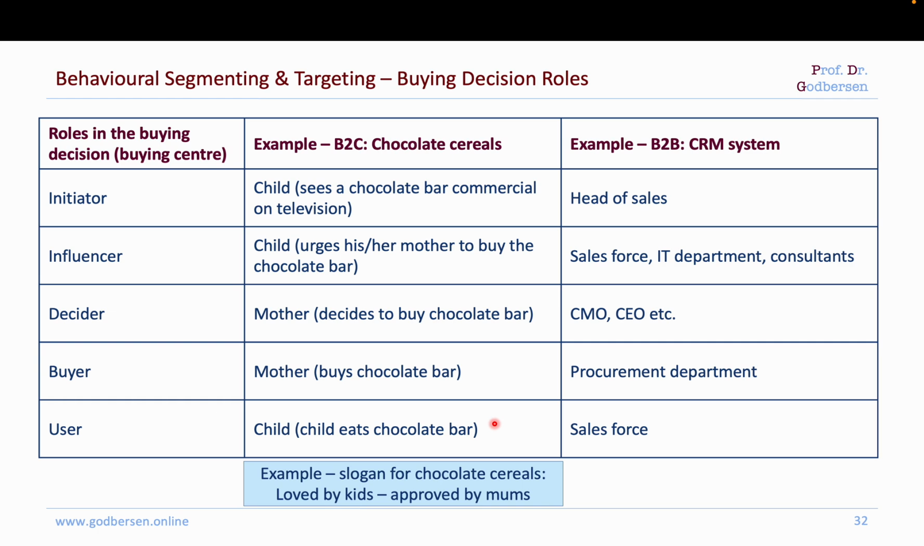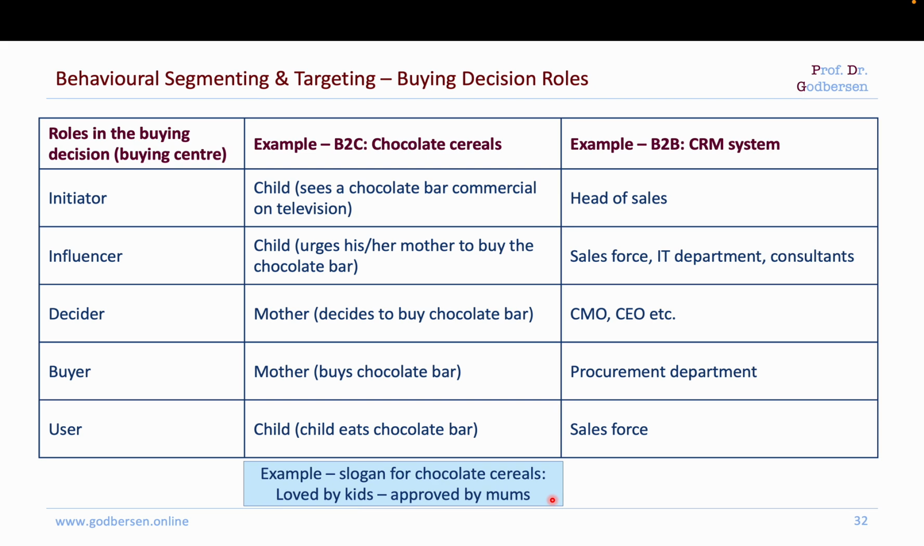Within this, I can't remember the brand for this commercial, they were very clever. They targeted these two roles, people within the buying process. The slogan was something like, the brand and then loved by kids, approved by mums.